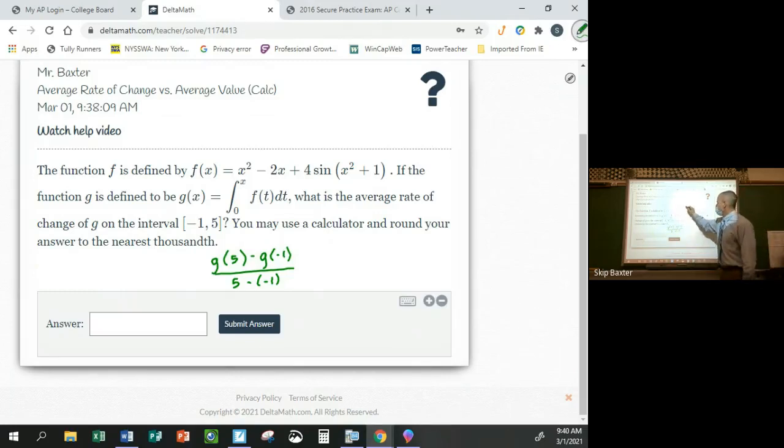Like if it was just this piece right here, this is not possible to integrate by simple means. You can't do this by hand. Yeah, so that's why I was having so much trouble. Yeah, it says right here, you may use calculator.